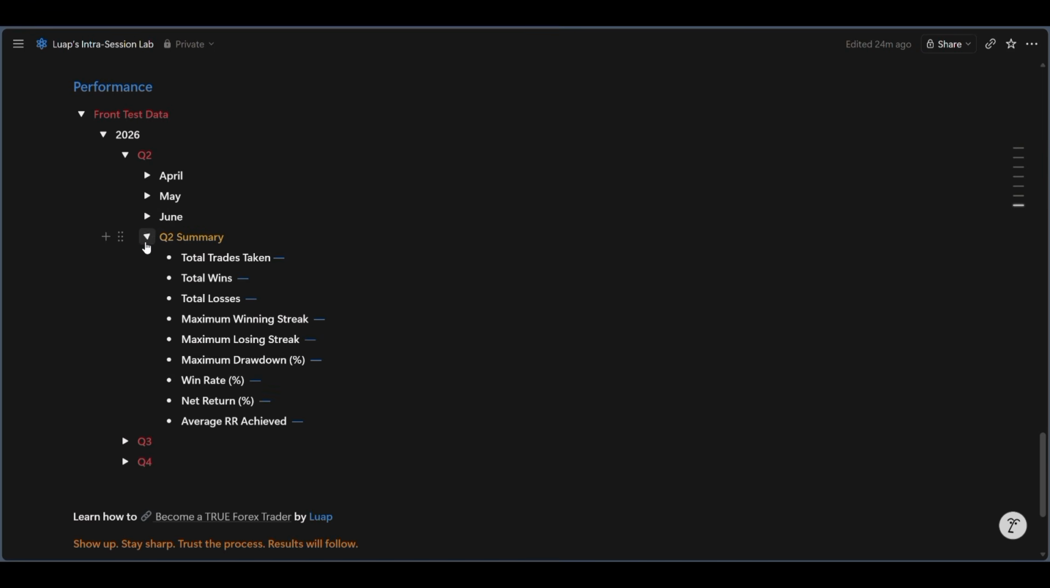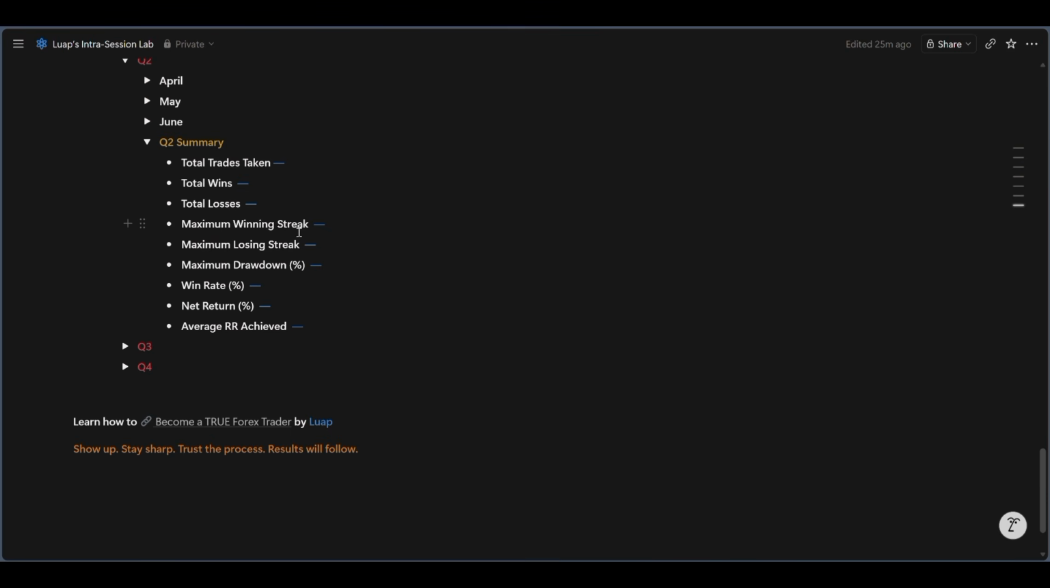And then after Q2, which is April, May, June, and we are currently in June, after all of that tracking, you now do a summary of the tracking. That is total trades taken. If you took 30 trades for the quarter, you record that. The total wins, of course, you record out of those 30 trades, how many wins did you take? Depending on your win rate, you may have 20 wins, you may have 25 wins out of the 30 trades you took. And as well, you record the total losses.